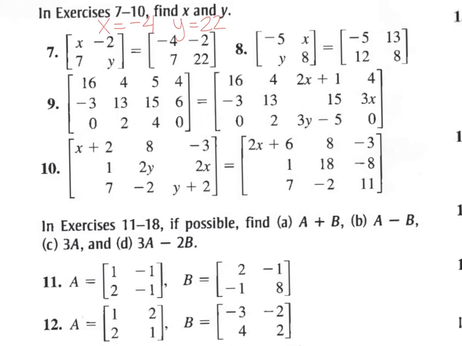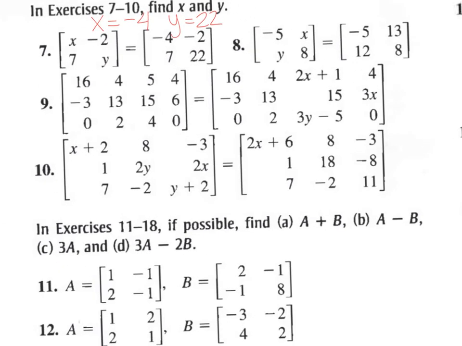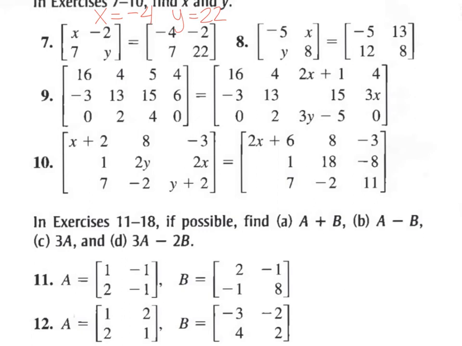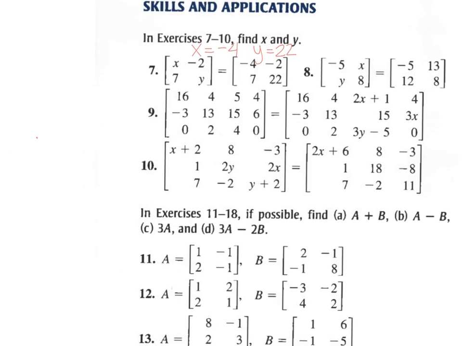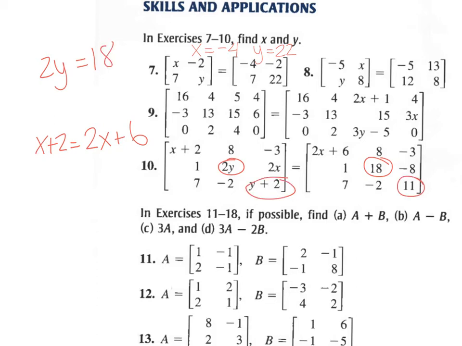And we would do something similar on number 10, except we have a little bit more manipulation here. Here we have x plus 2 equals 2x plus 6. Let's zoom out a little bit. x plus 2 equals 2x plus 6. And then I would go ahead and solve that. And we're also solving for y. So 2y equals 18. Then we have this here, y plus 2 equals 11.